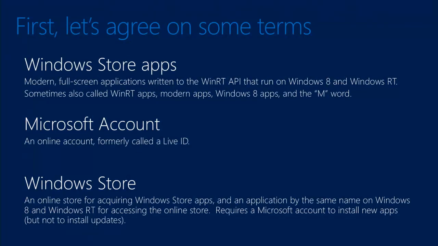The Windows Store, if you haven't seen it already, is just the online store for acquiring Windows Store apps. It's also the name of the local app that's used in Windows 8 to connect to that online store. So you launch the Windows Store, you find the application you want, you click to install it. This does require, as we already said, a Microsoft account to do that.